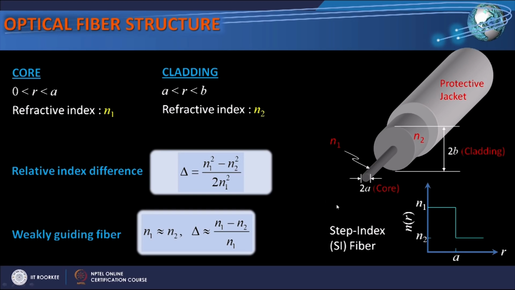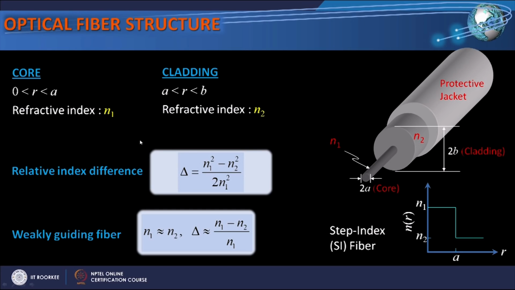N(R) as a function of R, where the refractive index is N1 from 0 to A and refractive index is N2 for R greater than A. For simplicity, I have considered here infinitely extended cladding instead of a finite cladding, because the cladding dimensions are much larger than the dimensions of the core. So, we can consider it to be infinitely extended.